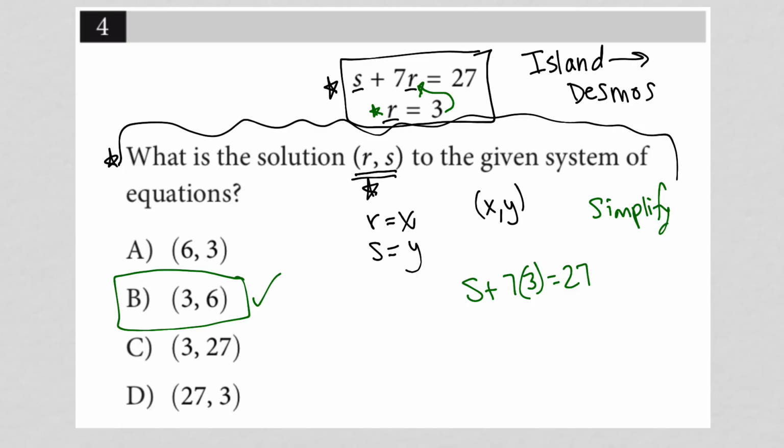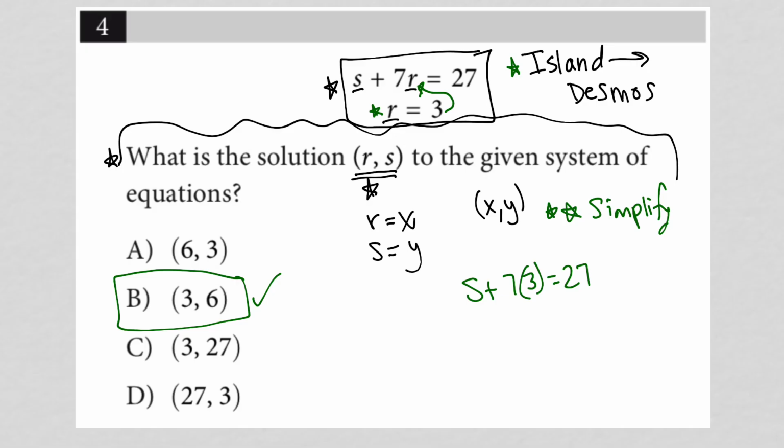Simplify questions are short, somewhere between 1 and 3 lines long, and contain an equation. So while this does fit the description of an island question, it also fits the description for a simplify question. And I like to simplify anytime that I possibly can.